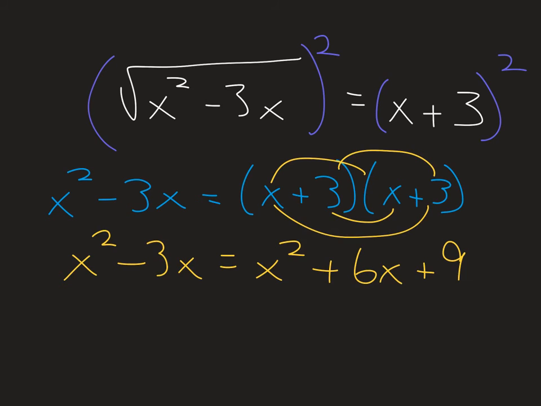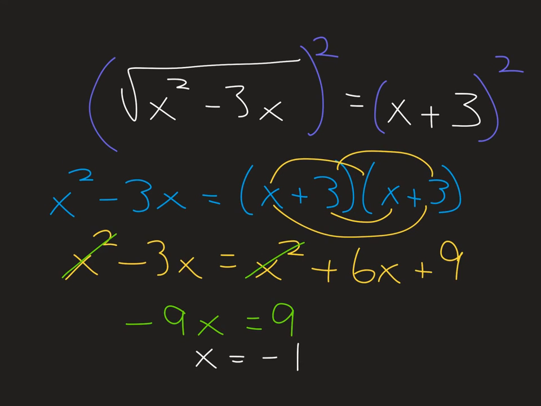Let's subtract x squared from both sides. Ooh, those go away. That's nice. I'm going to subtract 6x from both sides. Nope. And that's negative 9x. And then 9. And then I'm going to divide by negative 9. So x is negative 1.